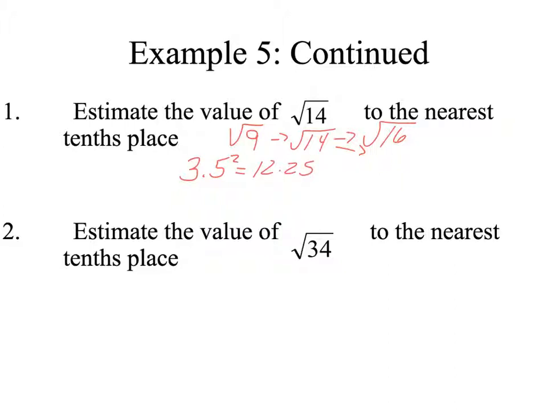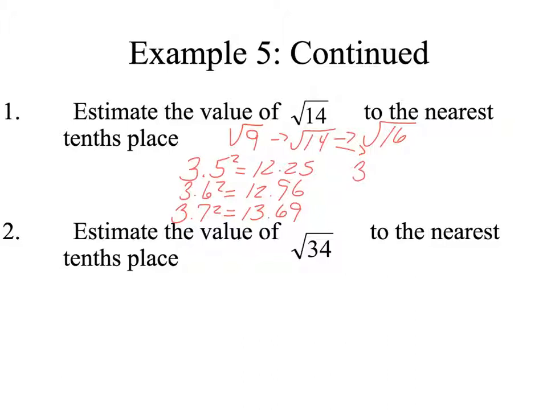Well, I'm not close to 14 yet. So there's no point in me doing 3.4 squared, 3.3 squared. There's no point in that. From 3.5, I obviously need to go higher. So we're going to do 3.6 squared, and I get 12.96. I'm going to do 3.7 squared. I'm going to get 13.69.